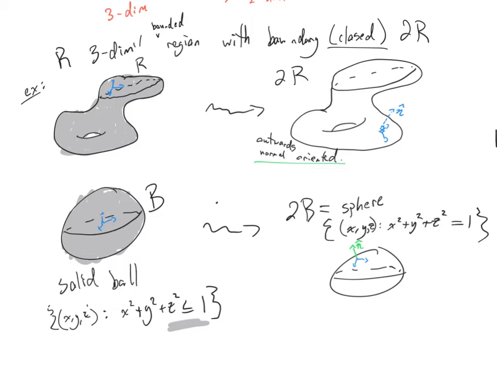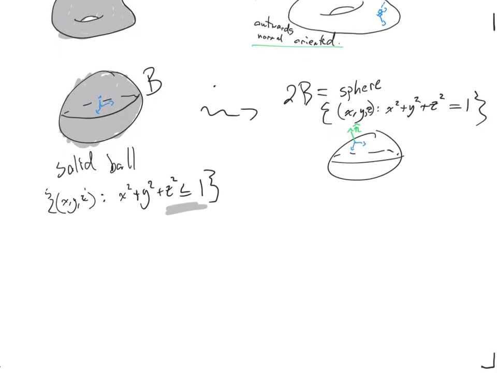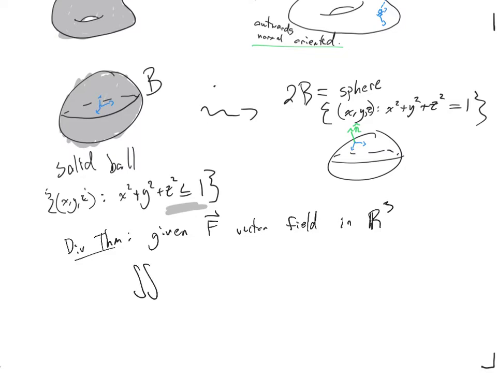With these as running examples, like for the sphere, the divergence theorem tells us that if we have a vector field F in R3, any three-dimensional vector field that's continuous, with continuous derivatives, which we always need in order to do any of these theorems, then given a vector field in R3 with continuous derivatives, you can compute the flux across the sphere with the outward normal orientation.